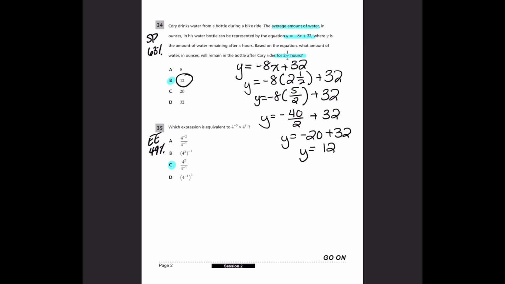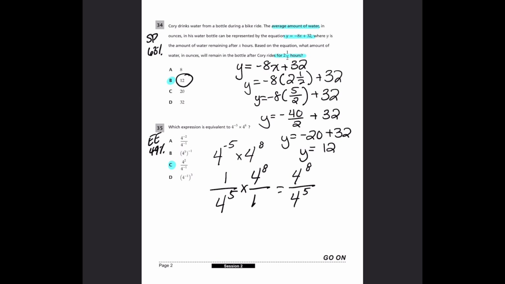It has more exponents, another negative exponent. So 4 to the negative 5th times 4 to the 8th. So I'm going to rewrite the negative exponent as 1 over 4 to the 5th times 4 to the 8th. Let's put a 1 under there so we can multiply them. And we get 4 to the 8th over 4 to the 5th. And so what does this simplify out to?